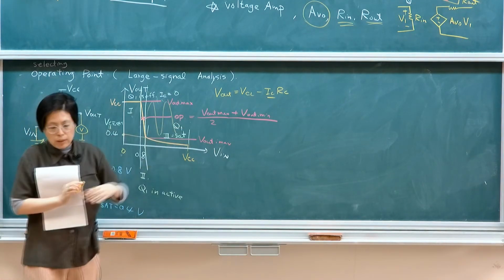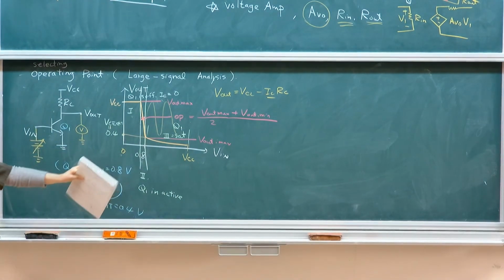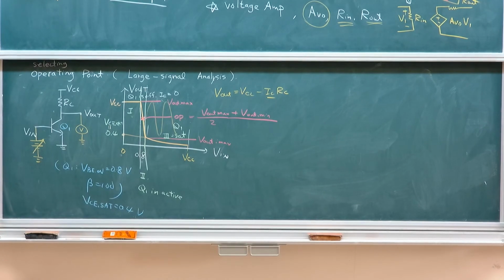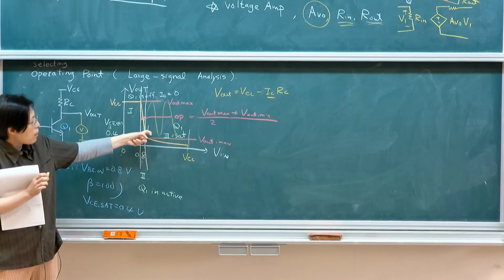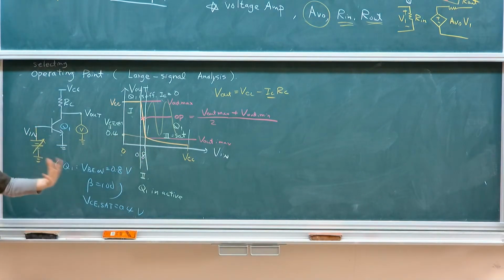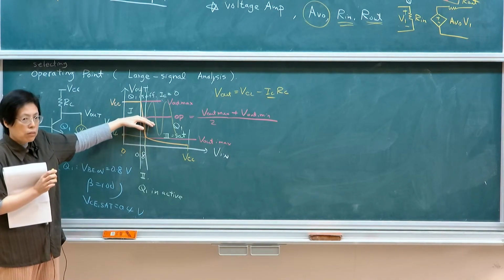If you place it in the middle, then I should have maximum margins for me to dance. Otherwise, I will be limited. If I stand right at the edge of the stage, at this end I will probably fall off the stage. That means there will be distortion on your signal. So in typical cases, you want to stand in the middle.